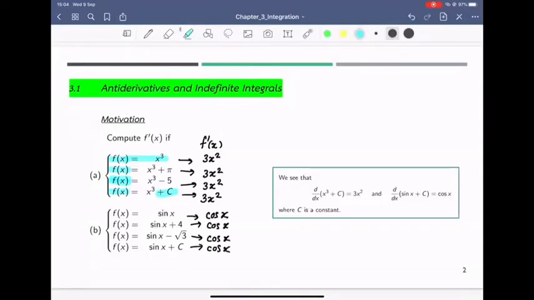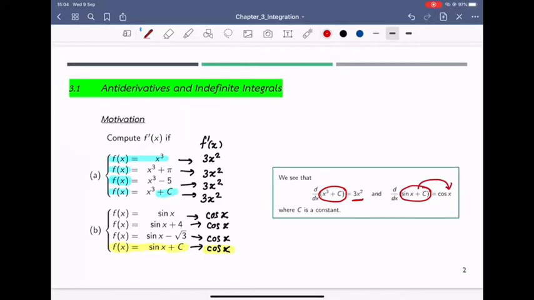And then you can see that the same pattern happens here. If I take the derivative with respect to x of f, where f is sine x plus some constant, I will get cosine x anyway. So that means we observe that if you have x cubed plus c, when you take the derivative with respect to x, you get 3x squared. And if you take the derivative of sine x plus c, you get cosine x. So this is how the derivative works.